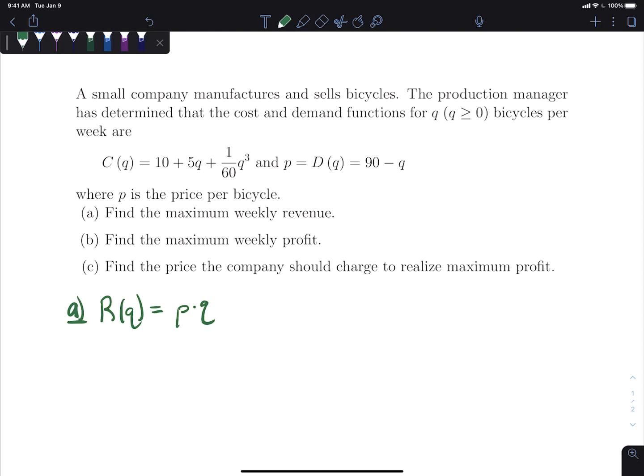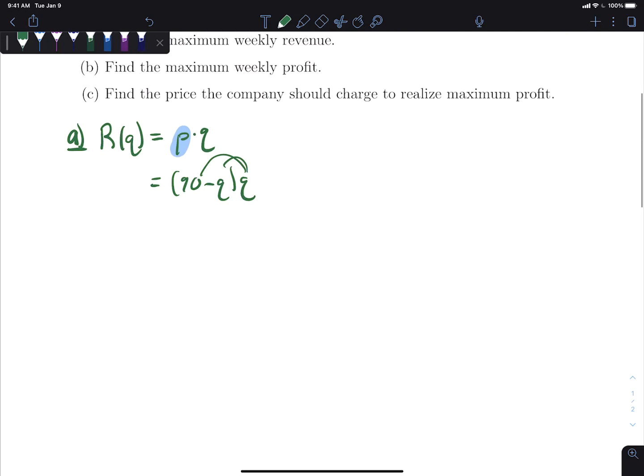Well, here's the thing. I know that P is already 90 minus Q, which is the demand equation. So replace this P with this entire 90 minus Q. So this is going to give me 90 minus Q times Q. And notice that I can then distribute the Q. This gives me 90Q minus Q squared, and this is the revenue function.